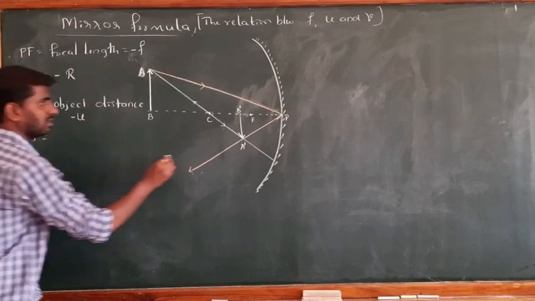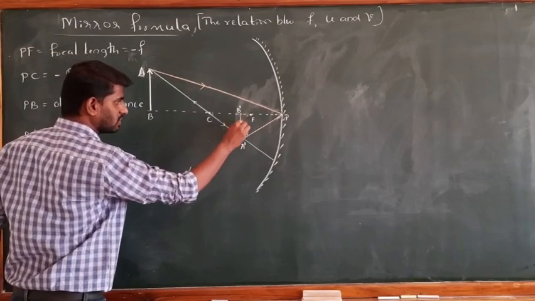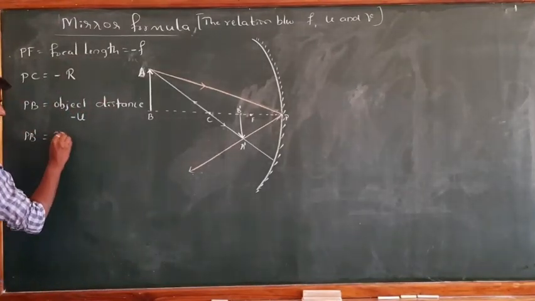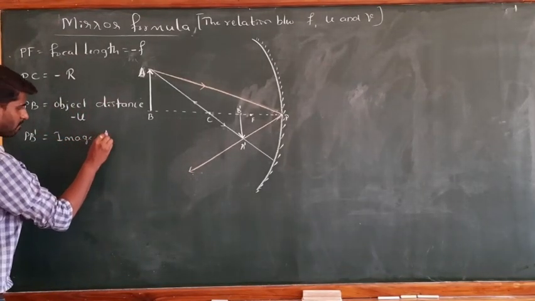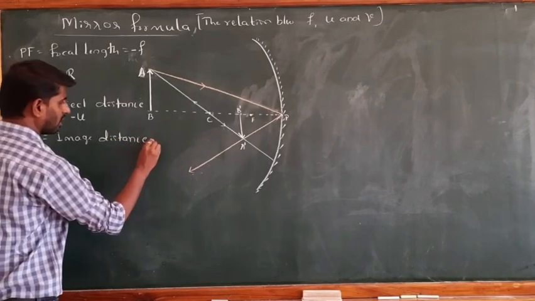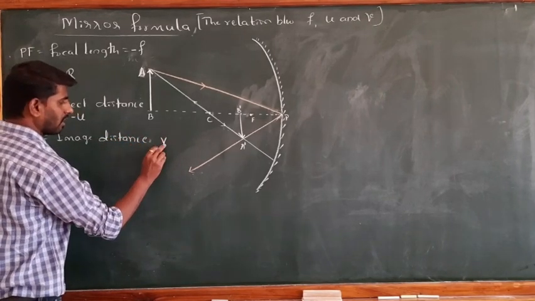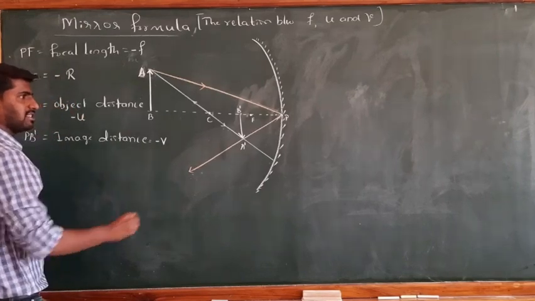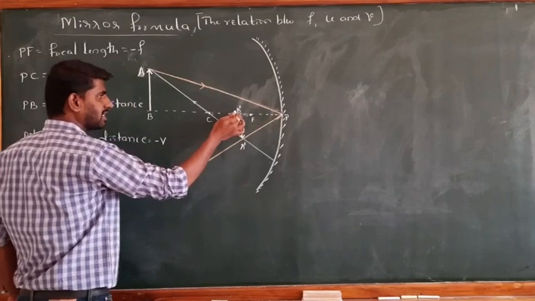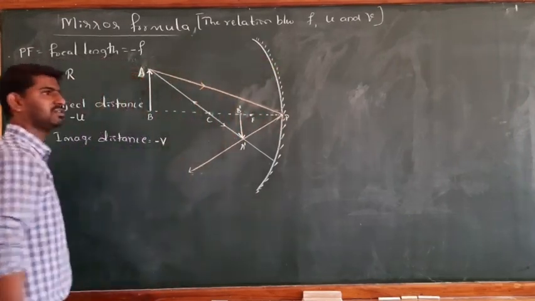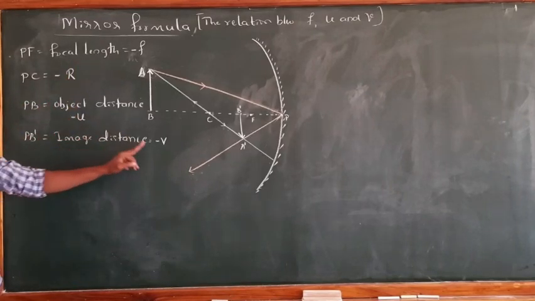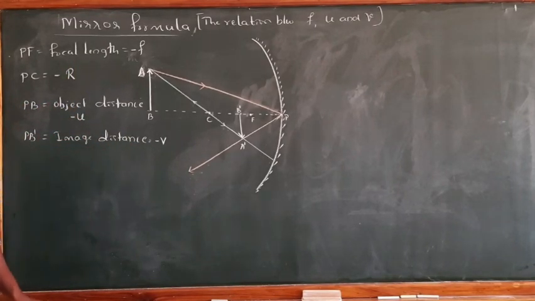And what's the PP dash? At the B dash position there is a formation of image, that's why we call it the image distance. Its symbol is V, and it is negative, because this measurement from P to B dash is also in the direction opposite to the incident ray. Okay, so minus R, minus U, minus V.